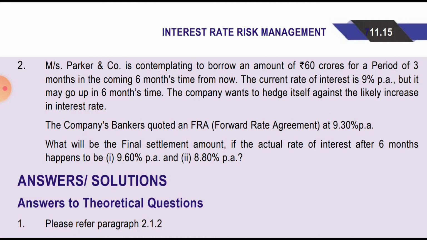So this Parker and company is contemplating to borrow an amount of 60 crore rupees for a period of 3 months in the coming 6 months. So in the coming 6 months they are intending to borrow for 3 months. The current rate of interest is 9%, but it may go up in 6 months.